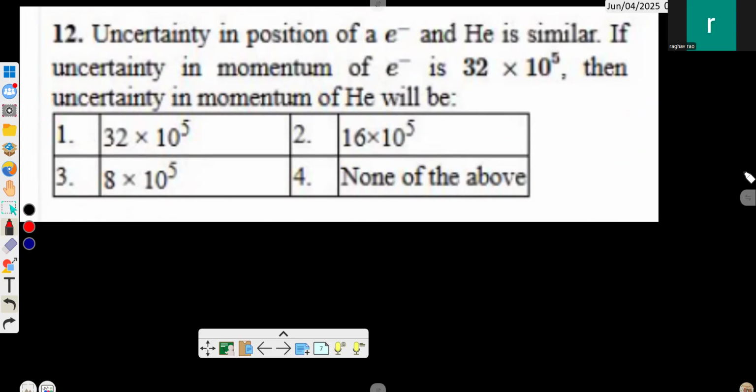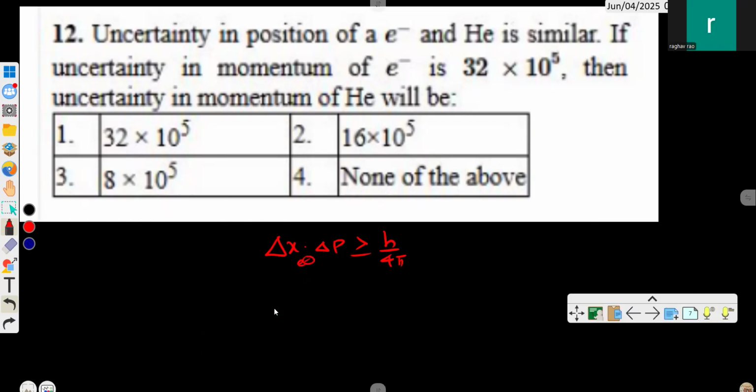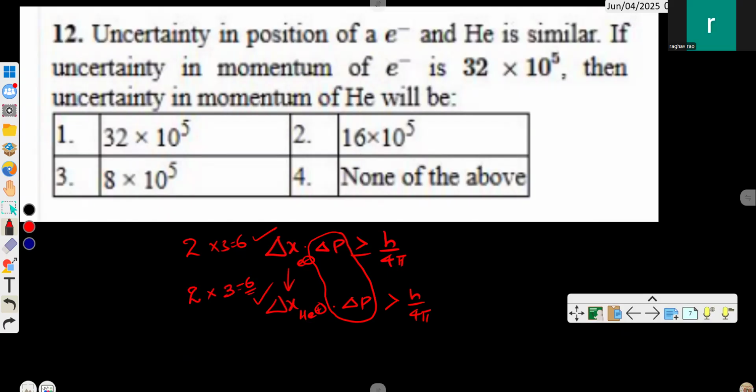Next, let us move to uncertainty in position. As we know, the Heisenberg uncertainty principle states that delta x into delta p must be greater than or equal to h by 4 pi. If the uncertainty in position of an electron and the uncertainty in position of helium are both the same, and they are also giving h by 4 pi, that means the momentums must also be the same. Because if 2 into 3 equals 6, and the other one also has 2, this one also must be 3 to get the same value.